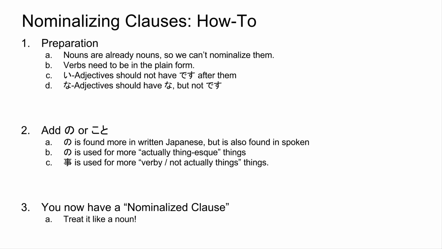Throw the o particle after it. Throw the ga particle after it. Throw a mo particle after it. Throw a ni after it. However you're going to treat a noun, that entire clause is going to be treated like a noun because you just nominalized the clause. You just turned that entire sentence into a clause, or into a noun, I'm sorry, into a noun. So treat it like a noun.